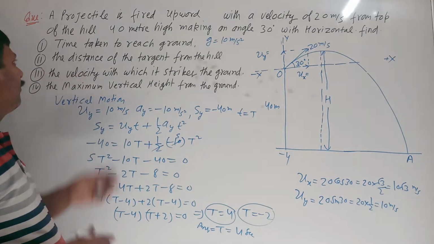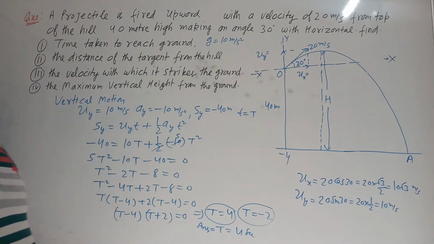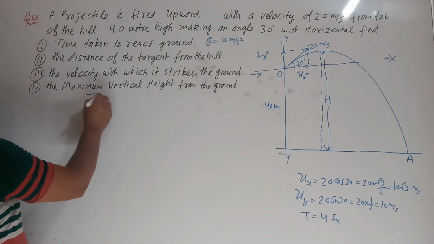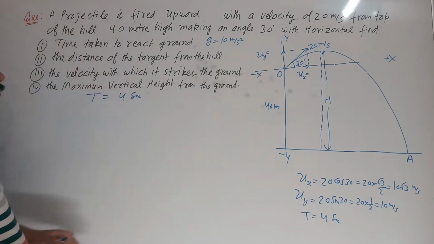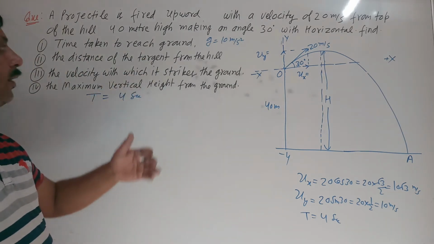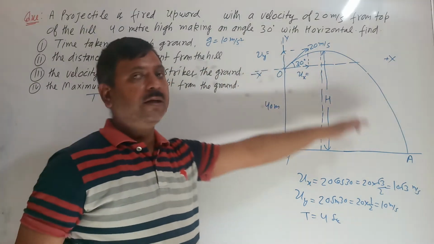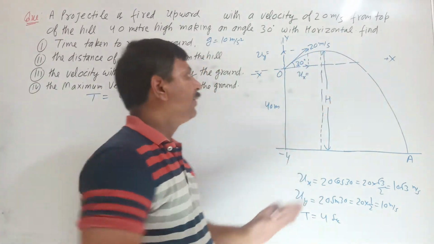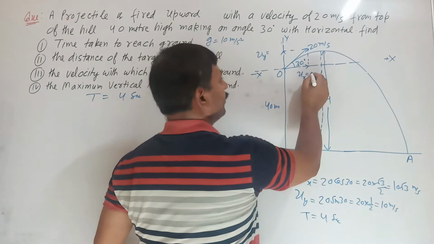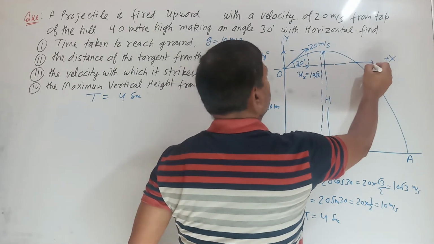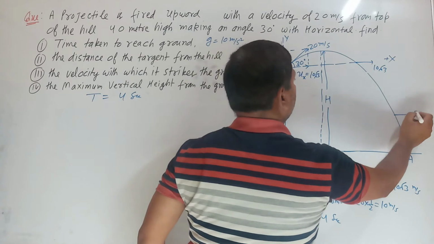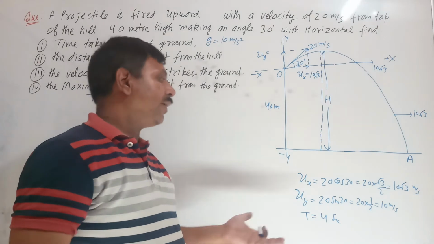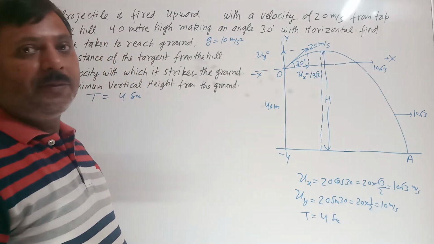Okay. Next we have to find the distance of the target from the hill. Time taken I have found, this will be 4 seconds. See here, I have to find the distance, meaning the horizontal range, the distance of the target from the hill. Horizontal velocity will be the same at all points. Here also horizontal velocity is 10 root 3. At this point also horizontal velocity is 10 root 3. At each and every point the horizontal velocity will be the same, because there is no force acting horizontally. So horizontal acceleration is 0. That's why horizontal velocity will be the same.